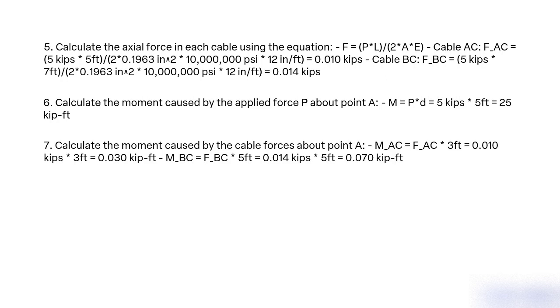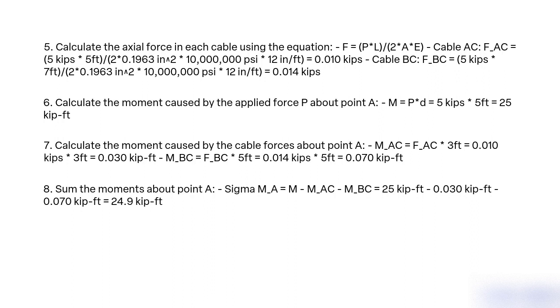7. Calculate the moment caused by the cable forces about point A: M_AC equals F times 3 ft, equal to 0.10 kips times 3 ft, equal to 0.30 kip-ft. M_BC equals F_BC times 5 ft, equal to 0.14 kips times 5 ft, equal to 0.70 kip-ft.